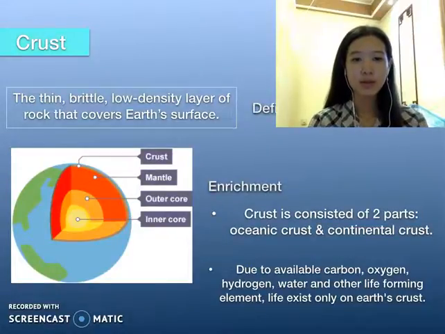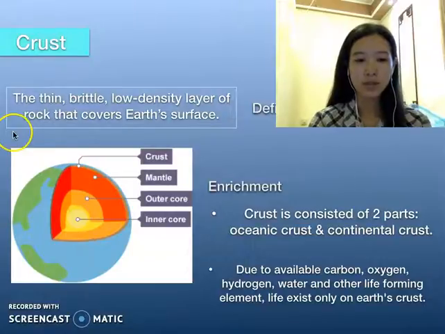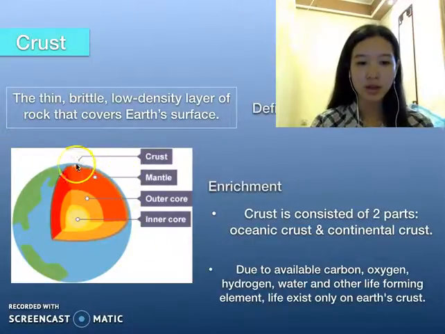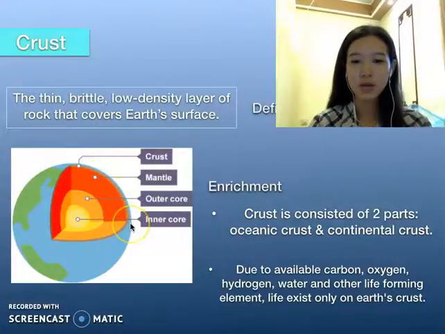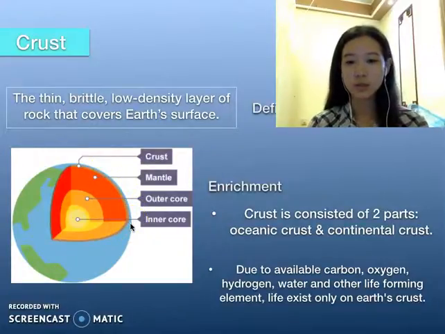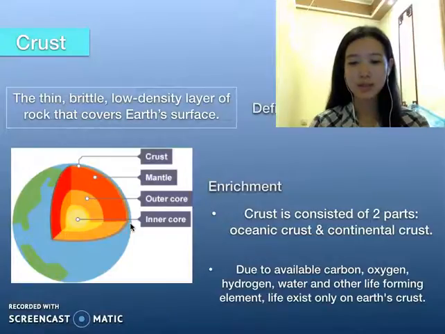The crust. The crust is the thin, brittle, low-density layer of rock that covers Earth's surface. So the diagram here shows the crust is here at the surface of the Earth, just above the mantle. The crust consists of two parts, the oceanic crust and the continental crust. Due to available carbon, oxygen, hydrogen, water, and other life-forming elements, life exists only on Earth's crust, so the crust is the home for all species on Earth.